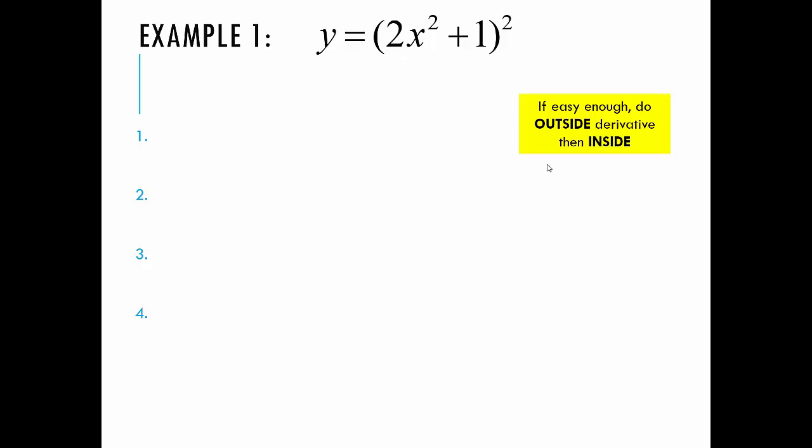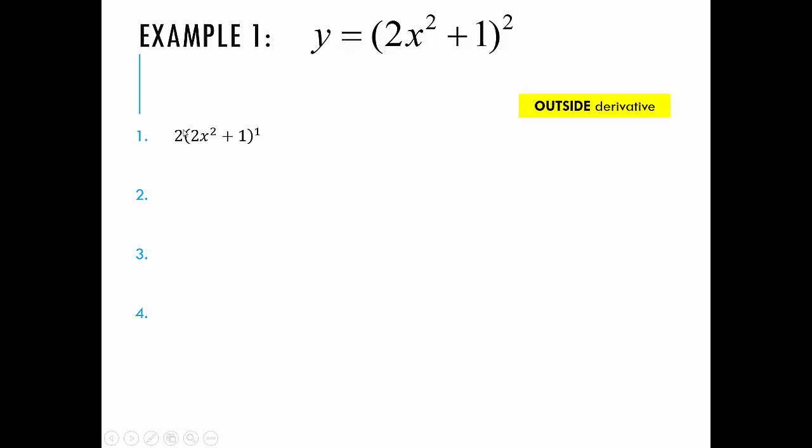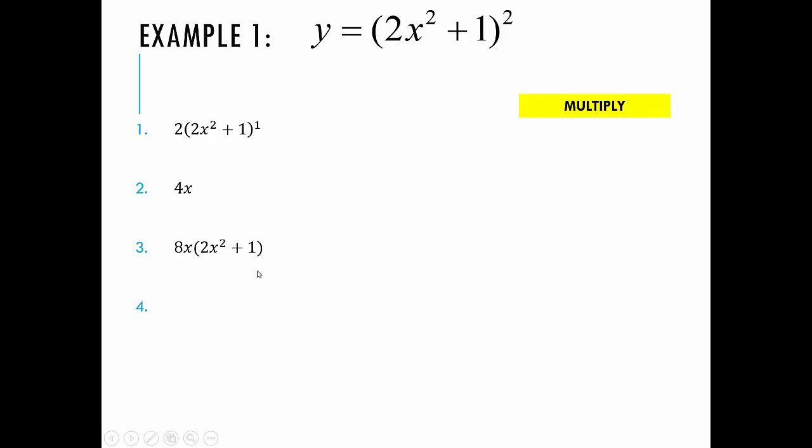What I do is I look and I see overall, I could take the derivative using the power rule by bringing that 2 down, leaving the inside alone, and subtracting 1. That's the first step. So this is the derivative of the outside, and I leave the inside alone. Then I take the derivative of the inside, which would be 4x, because 2 times 2 is 4. I subtract 1, and of course the derivative of 1 is 0.